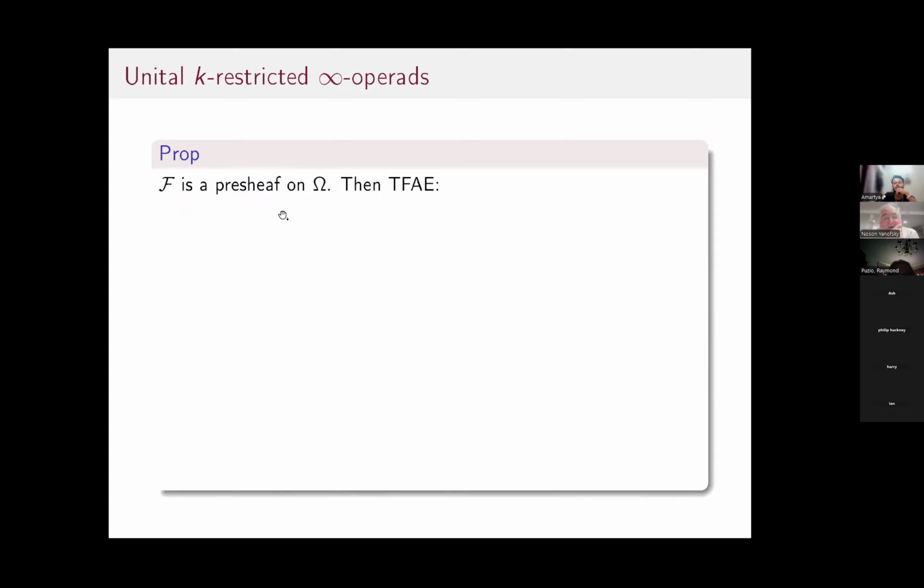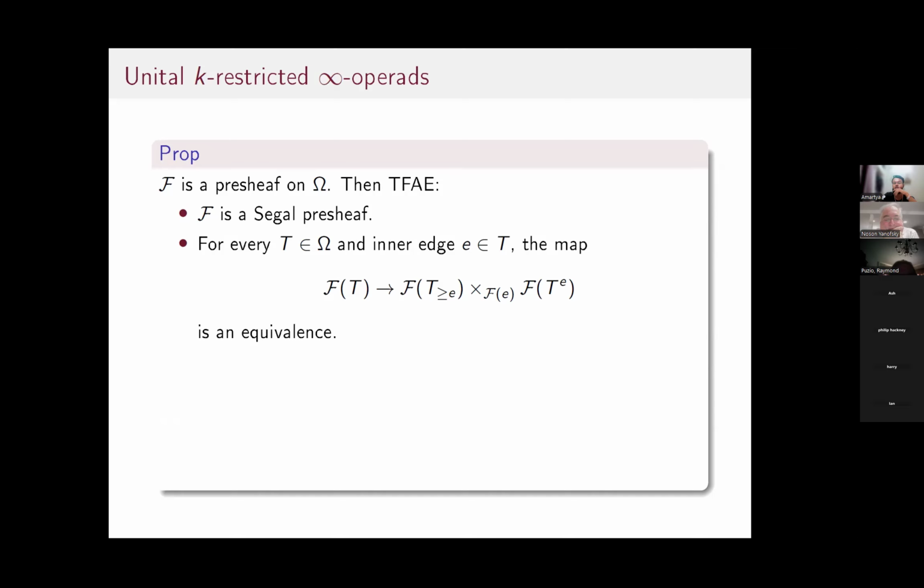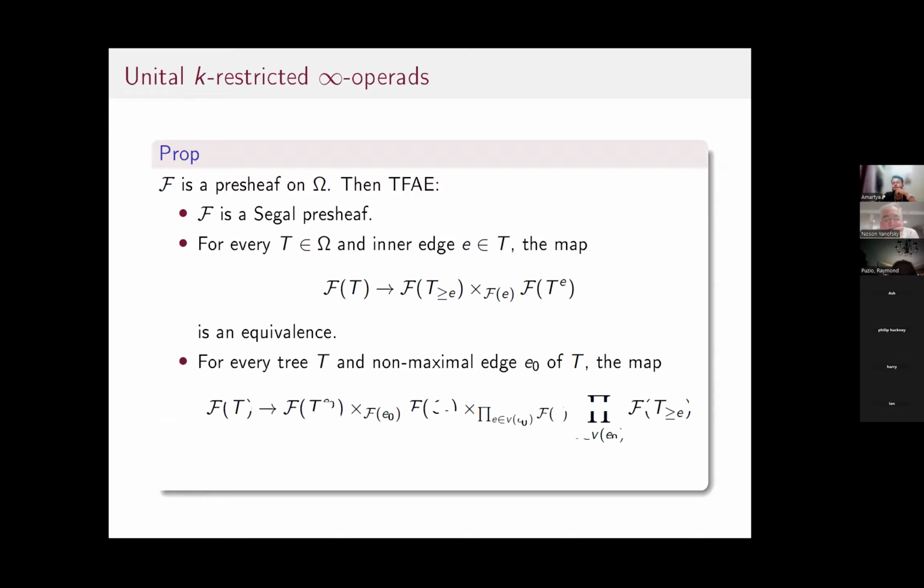What's TFAE? Yeah, my bad. So you start with a presheaf on Omega. Yeah, I'm sorry, I've been saying Omega and Sigma interchangeably. Sorry about that. So then the following are equivalent, something that I do quite often. So this is an equivalent condition for Segal presheaves. It is a Segal presheaf, and for every general tree T and an inner edge E, the map that you have is an equivalence. And for every T and a non-maximal edge E naught of T, this map is also an equivalence.